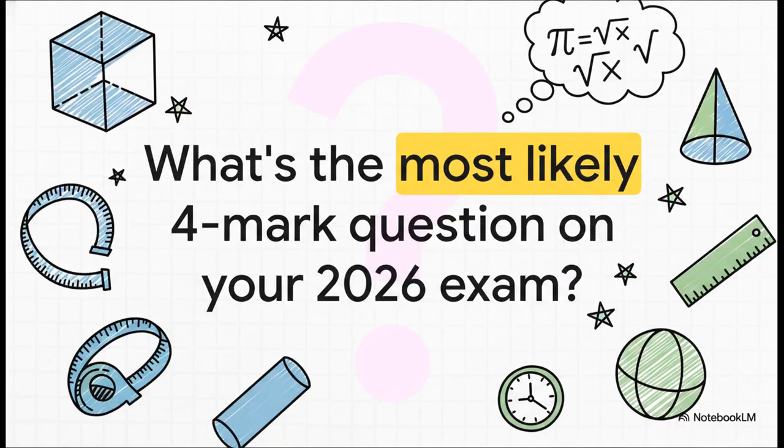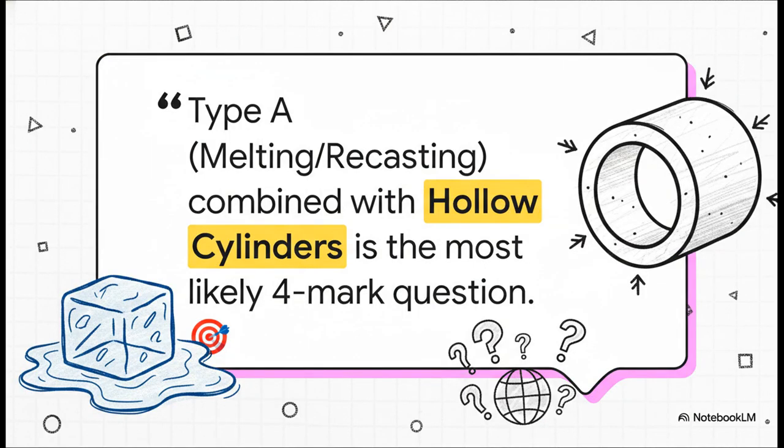Okay, let's just kick things off with a huge question. What if you could walk into your exam already knowing the type of question that's most likely to show up? We're talking a full 4 marks here. So, what is it? Well, here it is. Looking at past papers and all the trends, the smart money is on a question that mixes two things. Type A problems, that's the whole melting and recasting deal, and those kind of tricky hollow cylinders. That combination, that's our target for today.